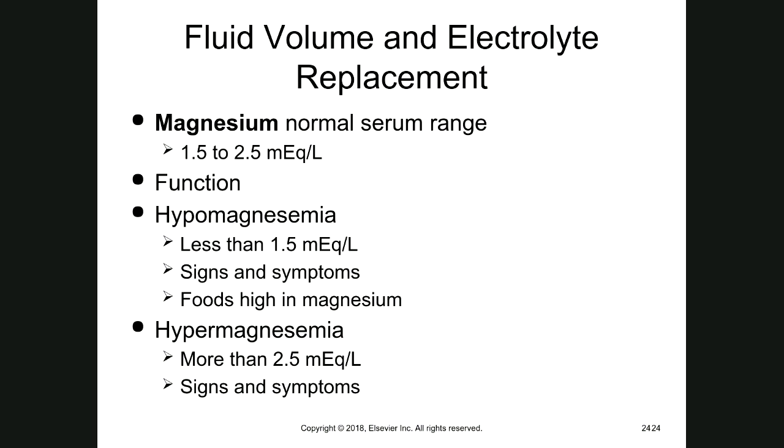Now getting on with the magnesium, it's plentiful in the interstitial fluid. Magnesium deficiency often occurs with hypokalemia and hypercalcemia. The normal serum magnesium levels are 1.5 to 2.5 milliequivalents per liter, equivalent to 1.8 to 3 milligrams per deciliter.